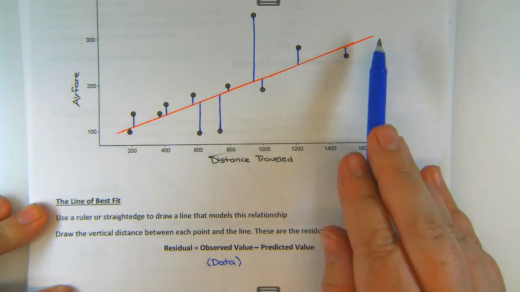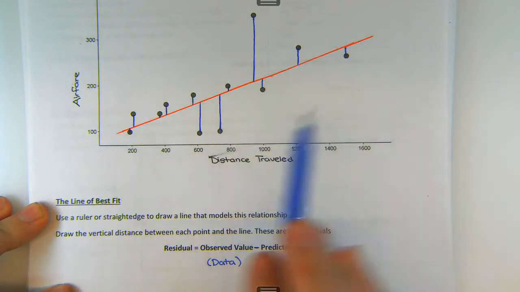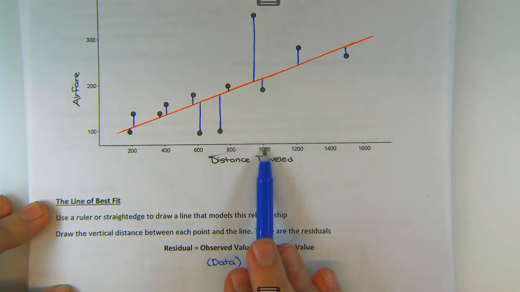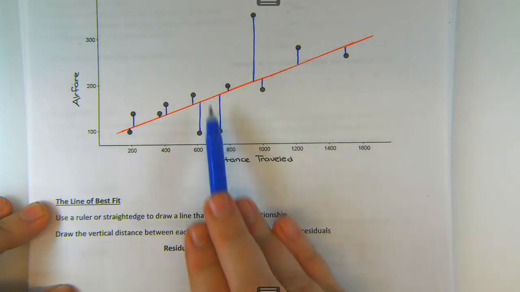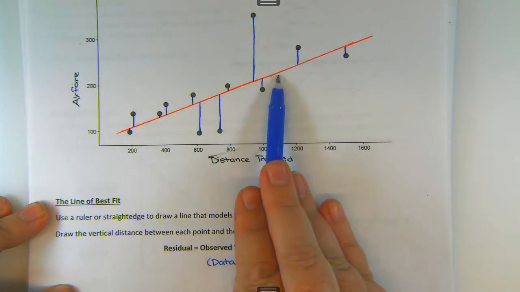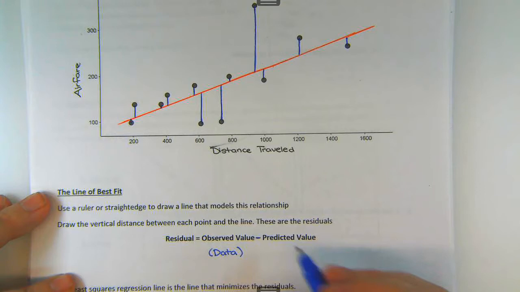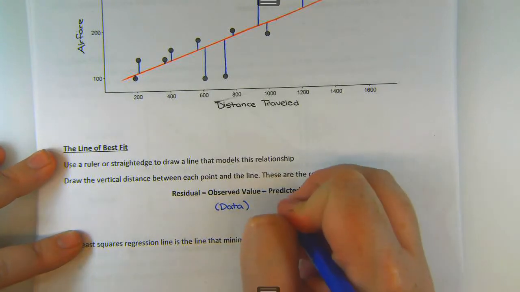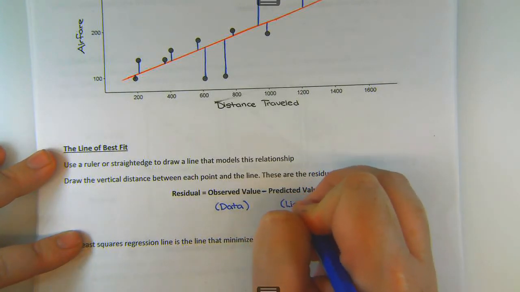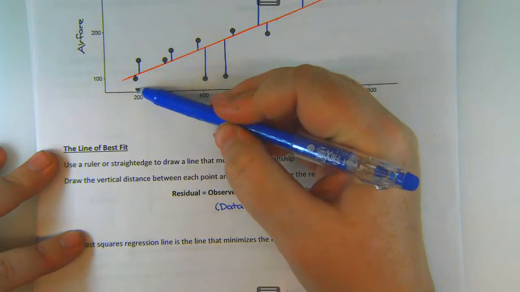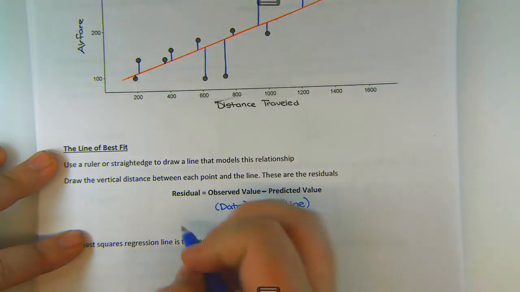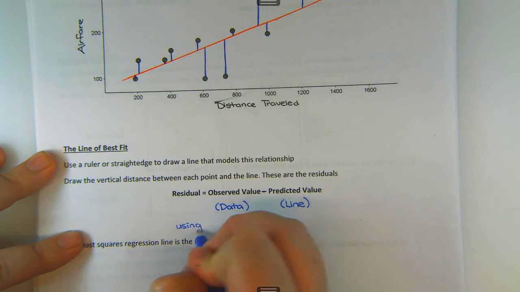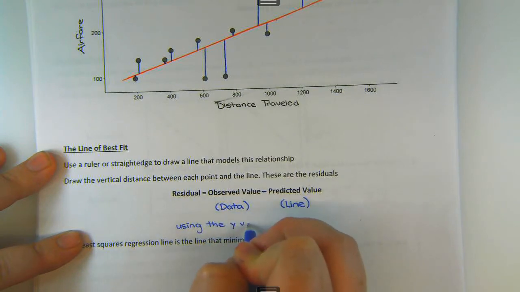So what this allows us to do is make predictions, so that if we decide to travel 1,000 miles away from Baltimore, we can predict how much we'd have to pay. Even though our observed might be a little different, this is our best prediction based on this linear data. So the predicted values come from the line. And since we're working vertically, it's using the y coordinates. So using the y values.